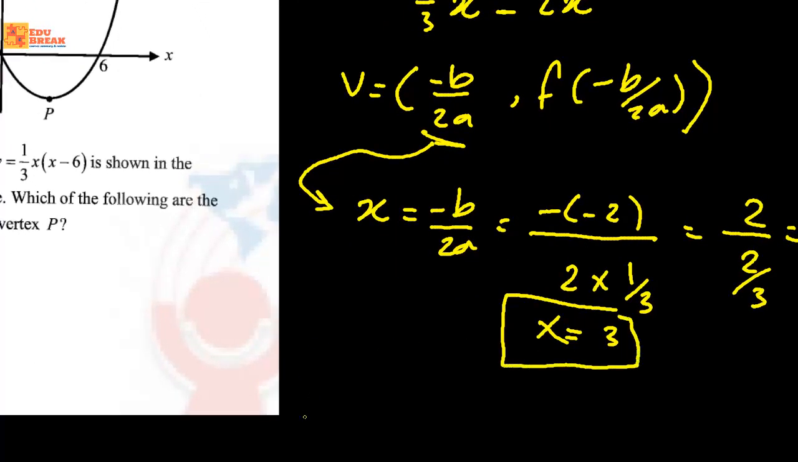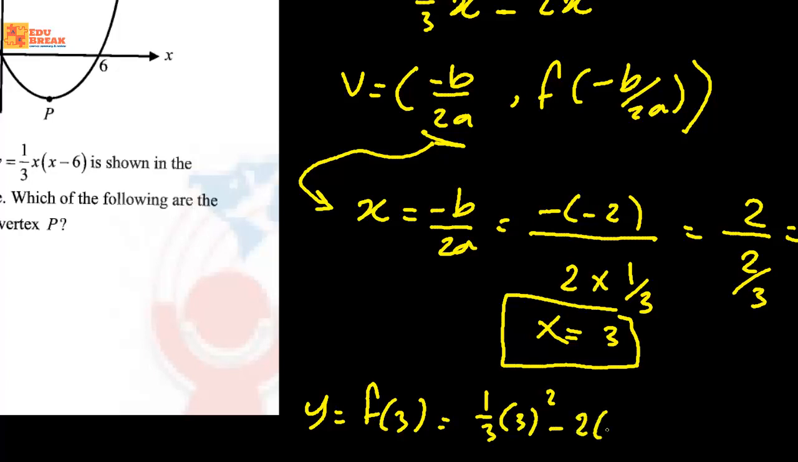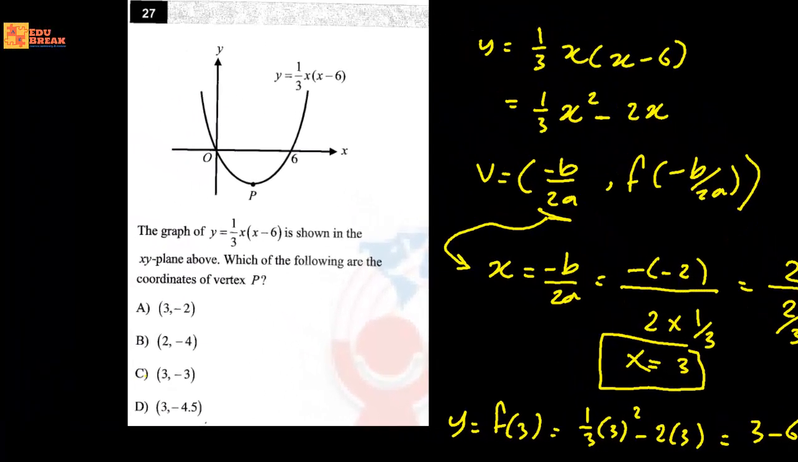How to find y? So y equals f of 3. It will be a third times 3 squared minus 2 times 3. So we have a third times 9, which equals 3, minus 6, which equals negative 3. So the answer will be (3, negative 3), which is C.